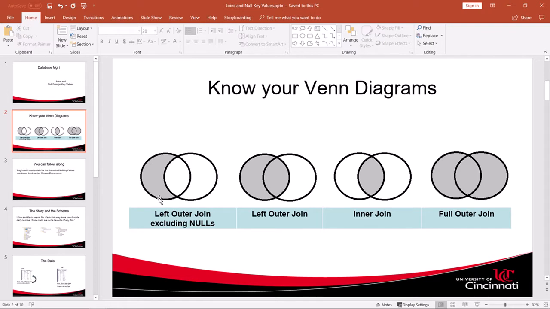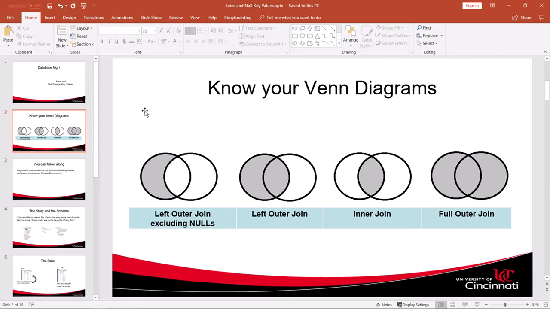Here are the Venn diagrams we will use in our illustrations. The first Venn diagram is our special model. It illustrates what happens when a foreign key value is null. We will look at the data in a moment to see the null values.